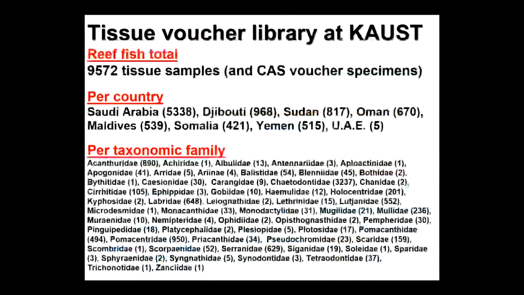So I thought I'd share with you some of the key preliminary findings so far from the reef fish part of the project, which is also a work in progress. One of the main things to come out of the study was that we have a pretty comprehensive tissue library at KAUST at the moment. And a lot of these tissues have associated whole voucher fishes that are available for examination at the California Academy of Sciences. This is work with Dr. Luiz Rocha, who is one of the curators there.